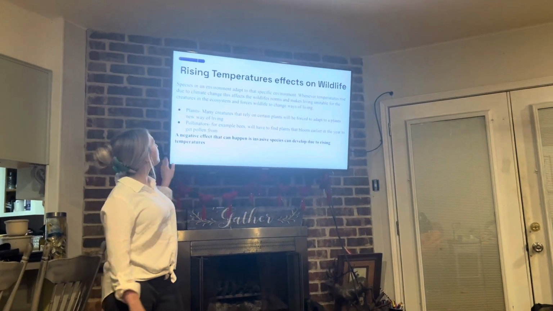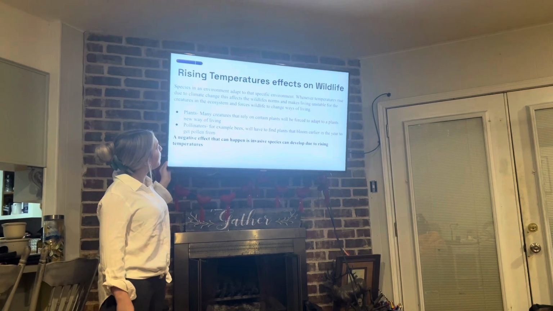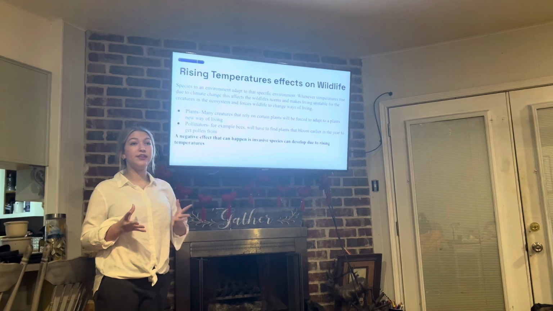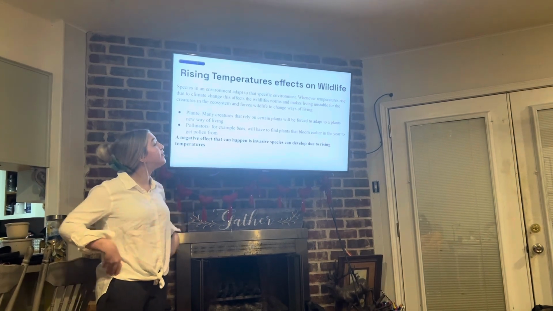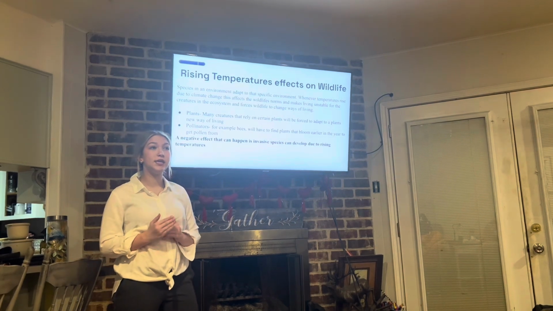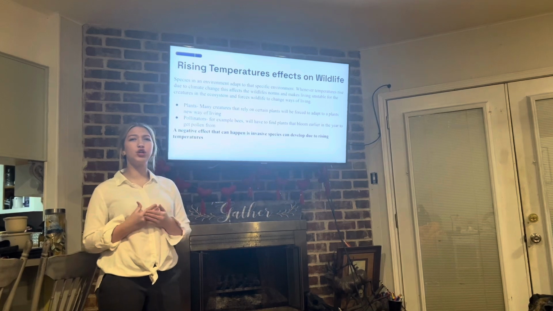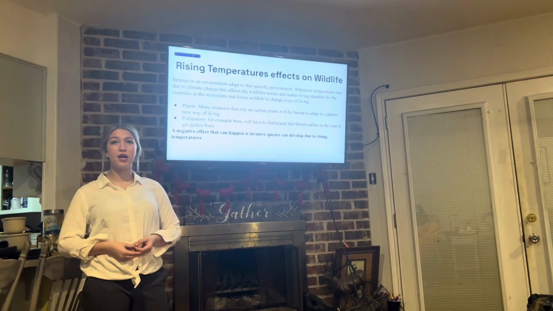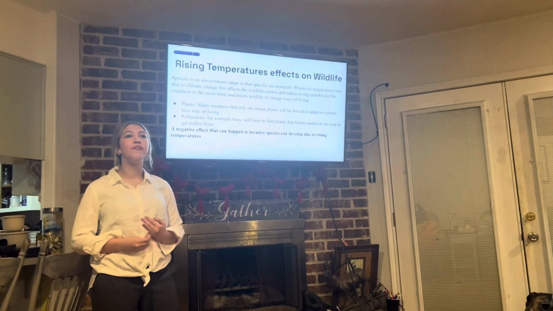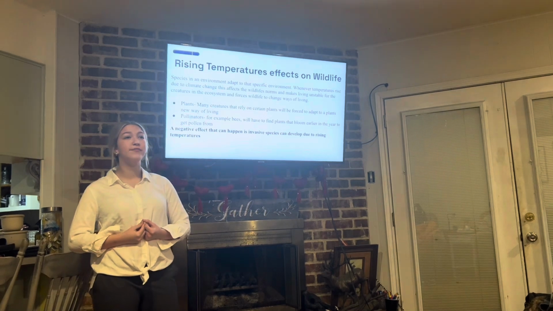Here's my slide over rising temperatures. There are many species that have adapted to their environments and ecosystems. Wherever they're living, they have adapted to where they are. And whenever rising temperatures begin to cause the weather to change, they have to learn to adapt to these new weather patterns, and this is very harsh on these animals, having to change the ways they have been used to living their whole lives.